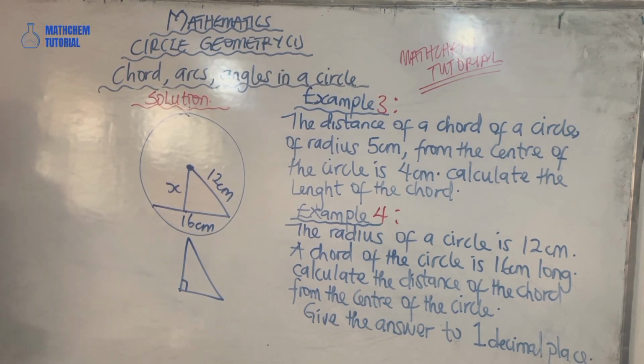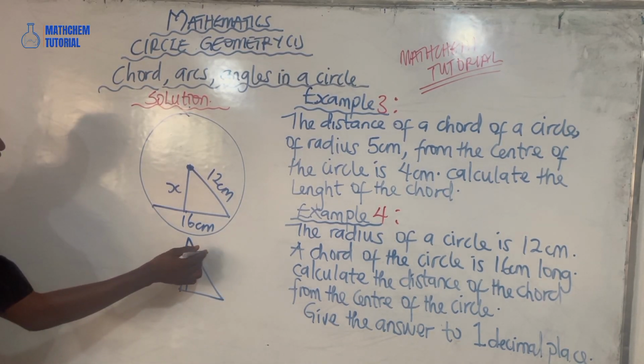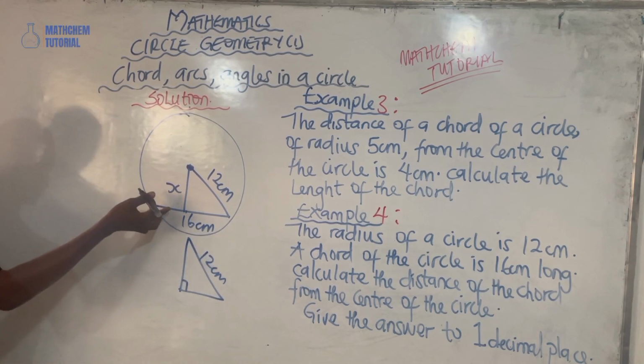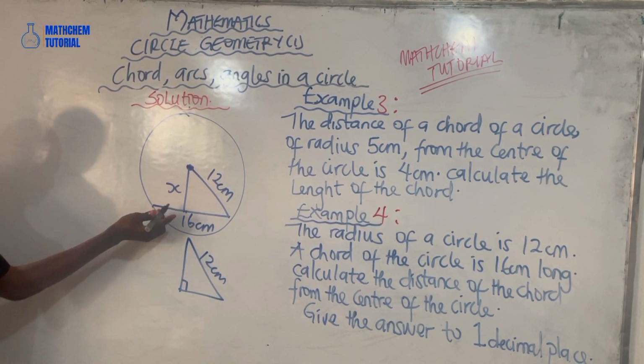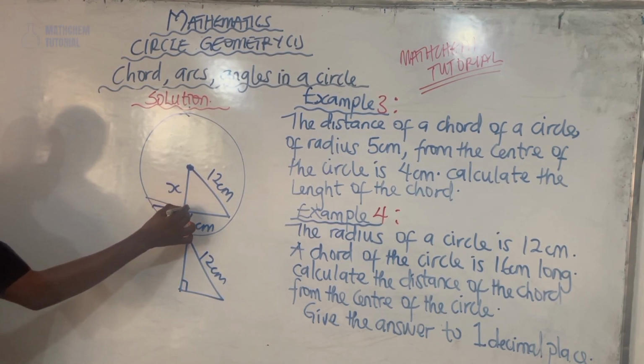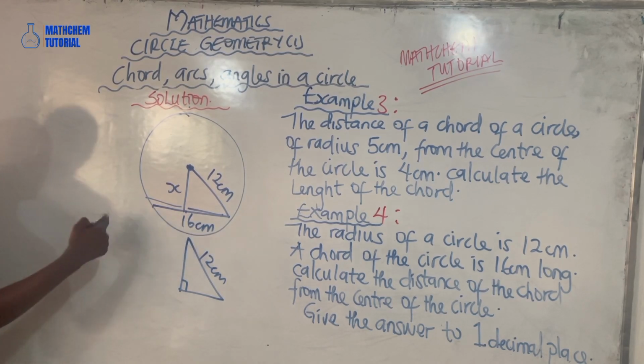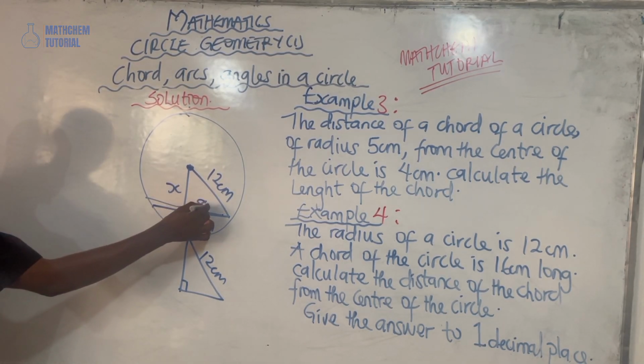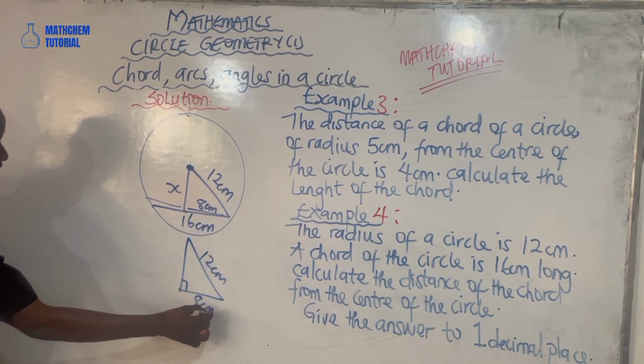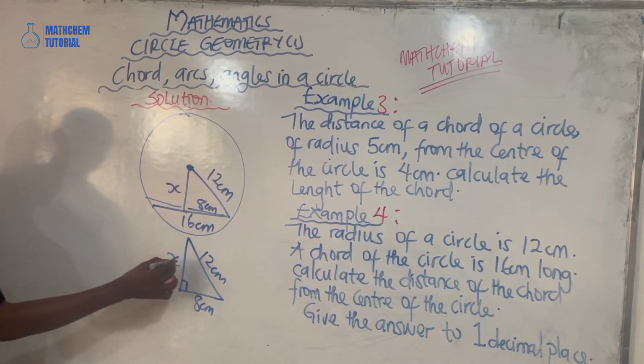This is a right angle triangle, whereby this is my hypotenuse, which is 12 centimeter. This part here is going to be 8, and this other part here is going to be 8, because the total is 16. So here will be 8 centimeter. Let me put it here, 8 centimeter. And I'm looking for this part, let me name it x.